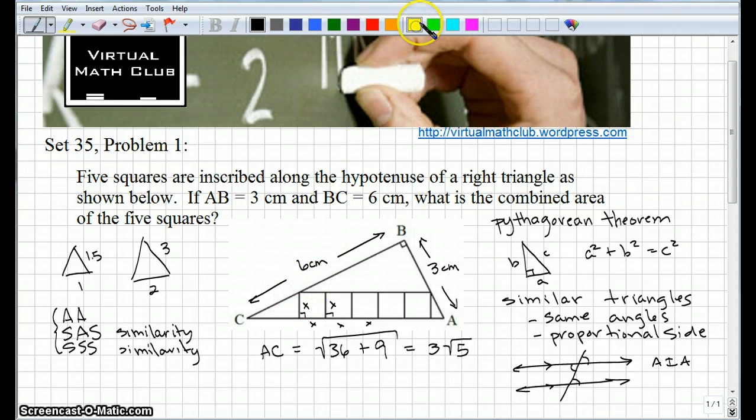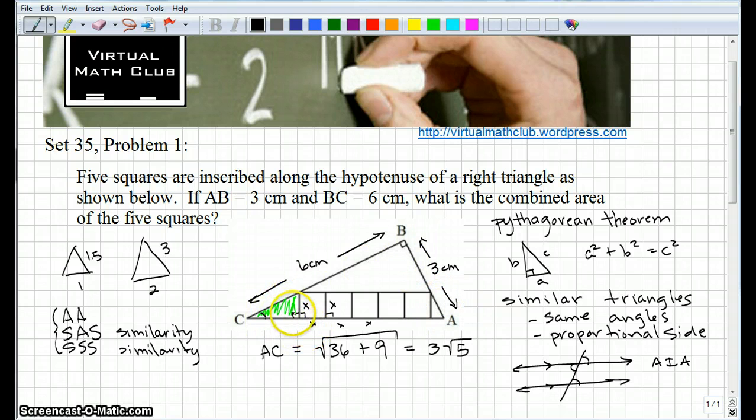Let me see if I can highlight it or color it for you. This triangle here, you can see that they share an angle here, right? And they both have a 90-degree angle here. So these two triangles, ABC and this green one that I shaded here, have to be similar, okay? Because we've shown that two angles are congruent. So this triangle has to be similar to this big triangle on the outside.